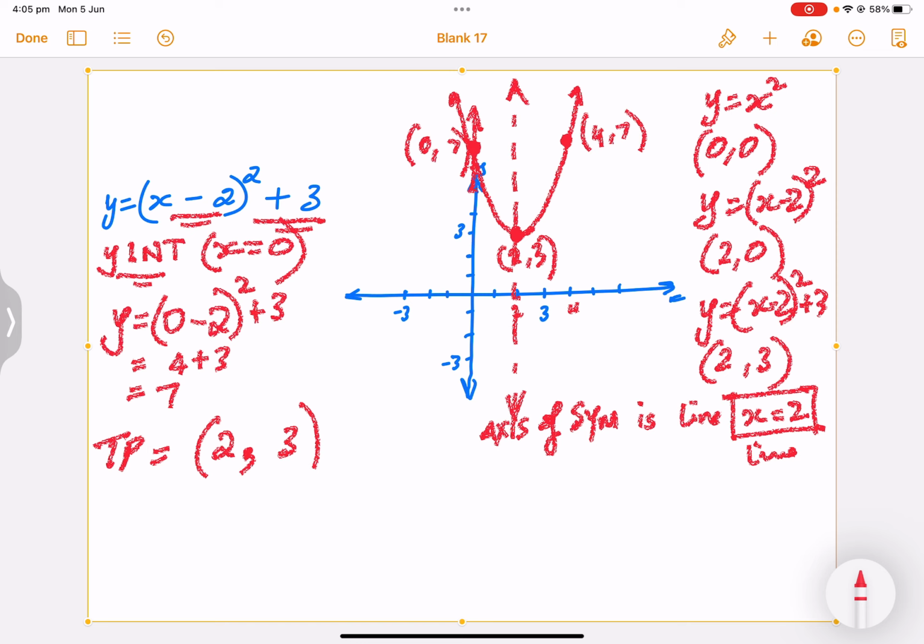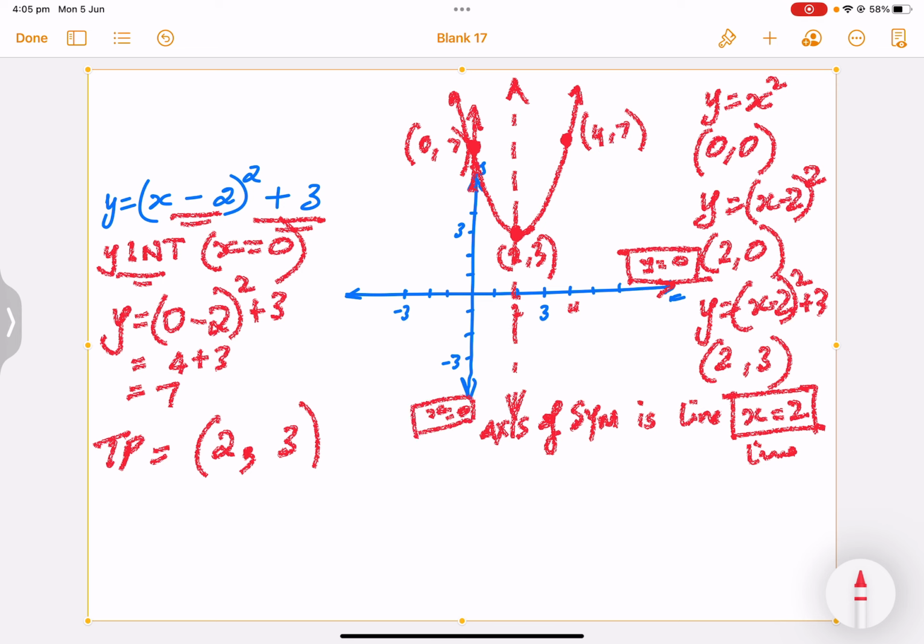Remember the x-axis is the y equals 0 line. The y-axis is the x equals 0 line, just like this is the x equals 2 line. And then you can have lots of vertical lines, lots of x equals lines. Horizontal lines are y equals lines. Like this line that goes through here is the y equals 3 line. All right, I think that will do for that question.